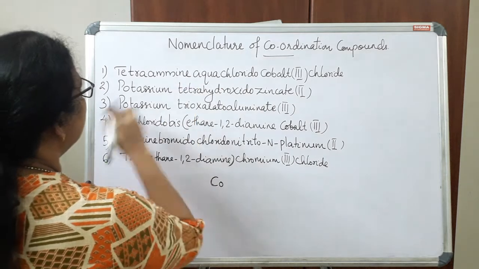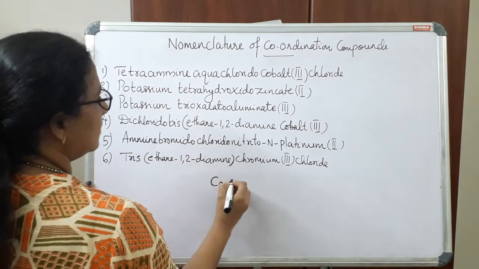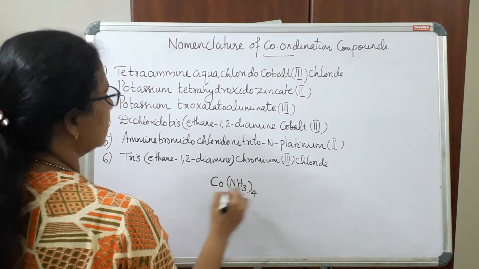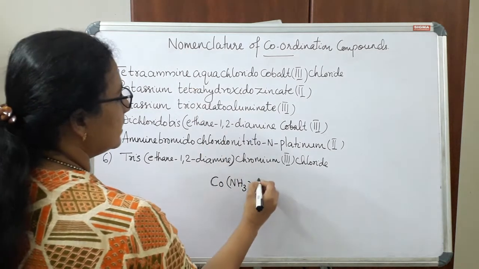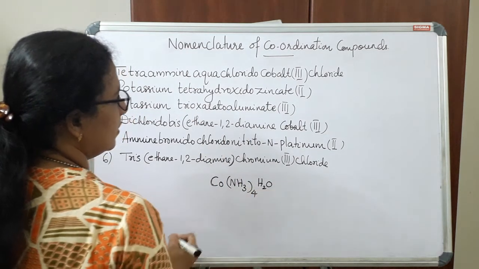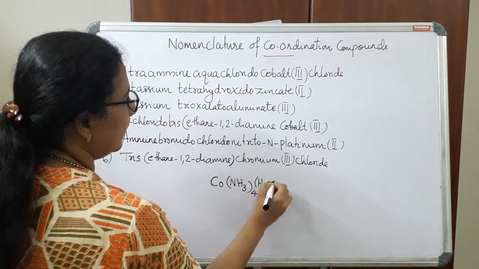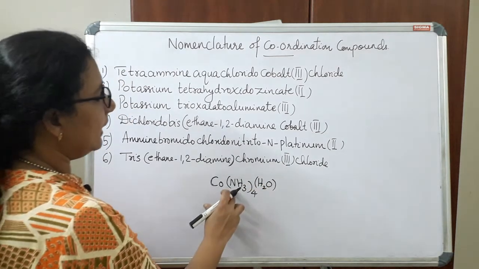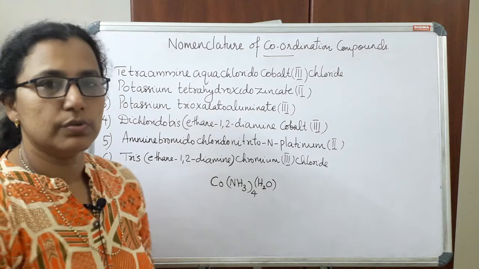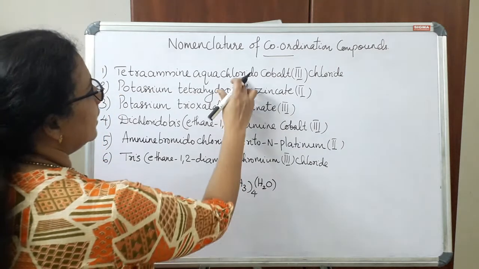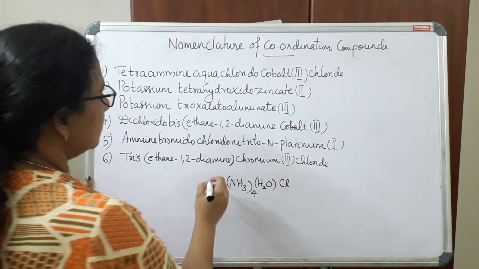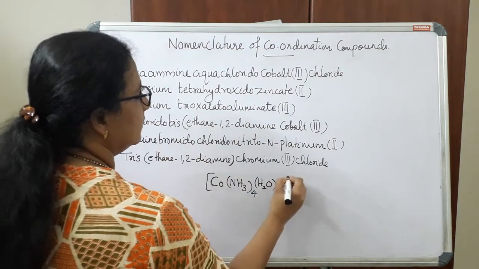Then come the ligands. Tetraamine means NH3 4 times. Then comes aqua, it is H2O. For H2O also we should put a bracket since the ligand is polyatomic. So for polyatomic ligands we should put a bracket. Then comes chlorido, so it is Cl. So this is the complex part.